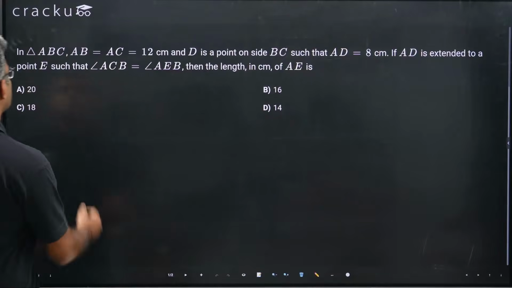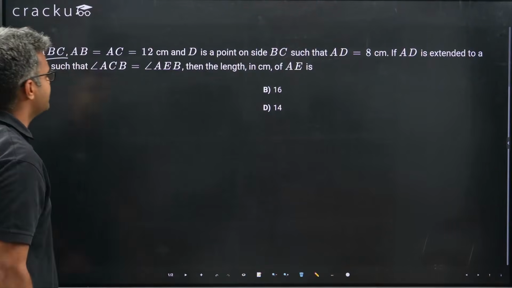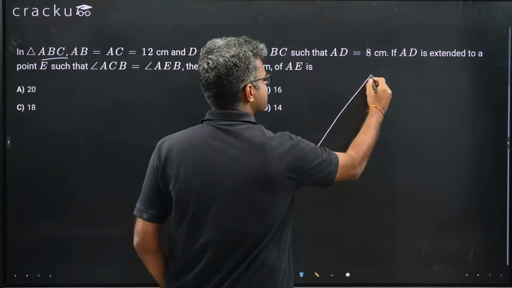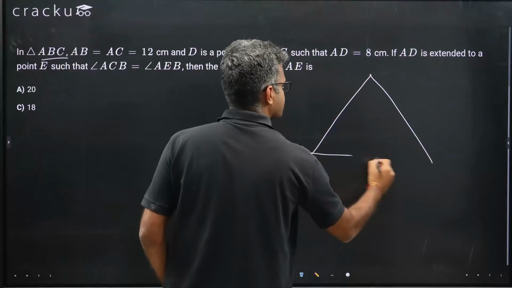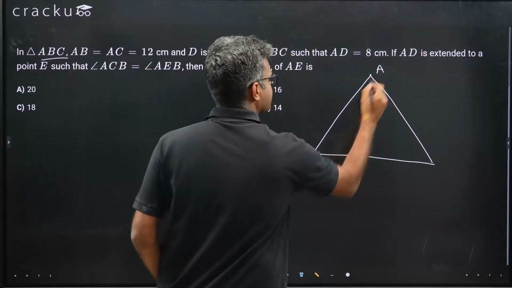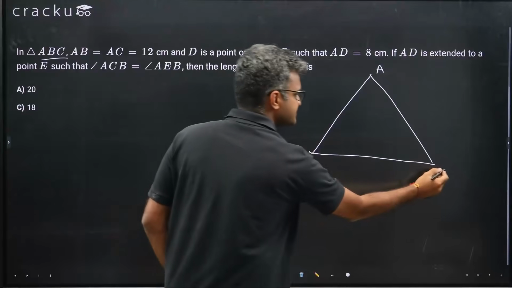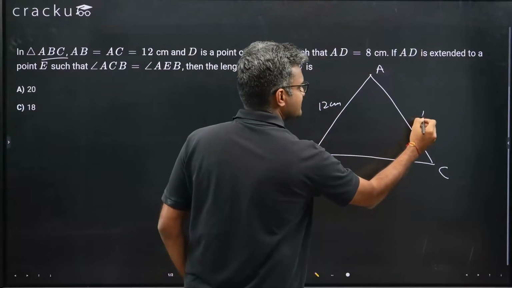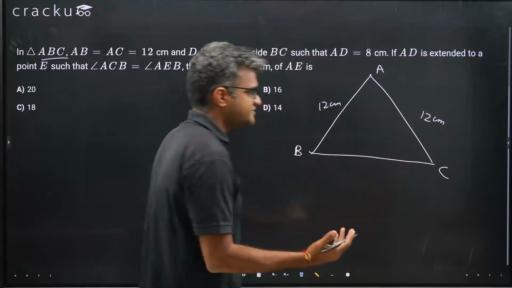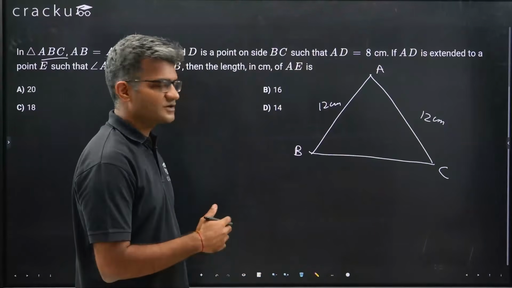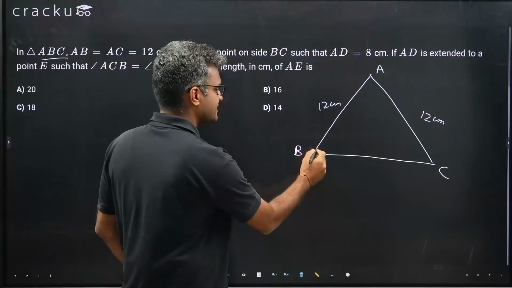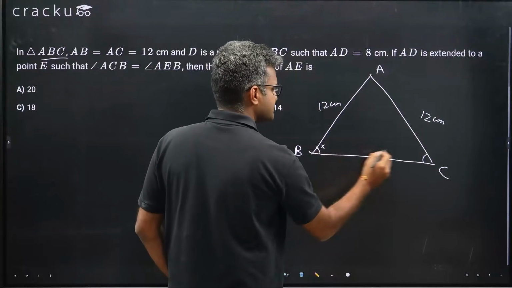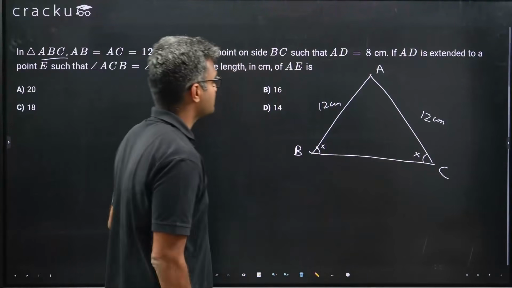In this question, we are told that there is a triangle ABC in which AB is equal to AC is equal to 12 centimeters. So let us assume that this is the triangle ABC. This is A, this is B, and this is C. AB is 12 centimeters. AC is 12 centimeters. This is an isosceles triangle. So the angles of the base are the same. That is, this angle is equal to this angle. Let us assume that both of them are x. So this is x and this is x.